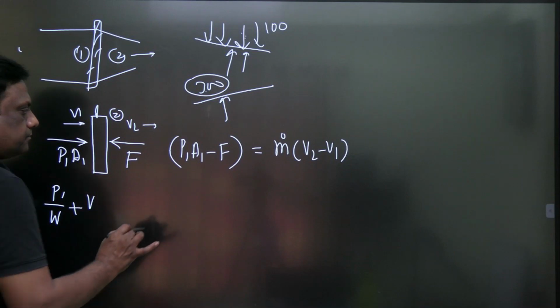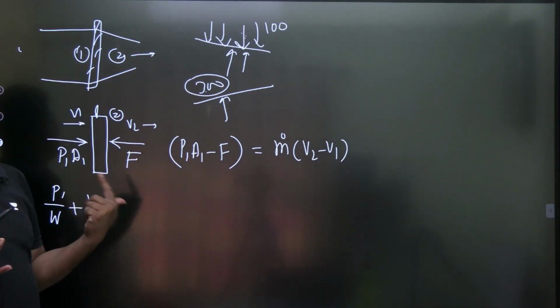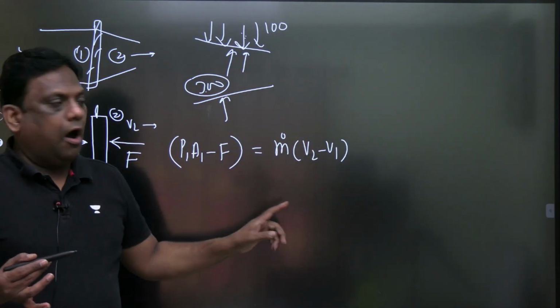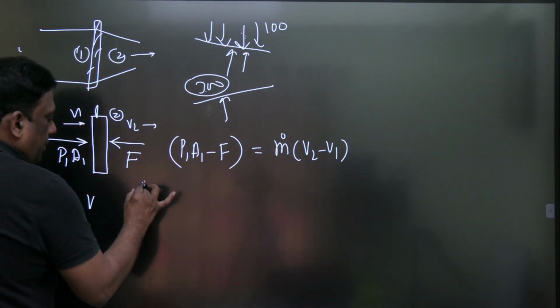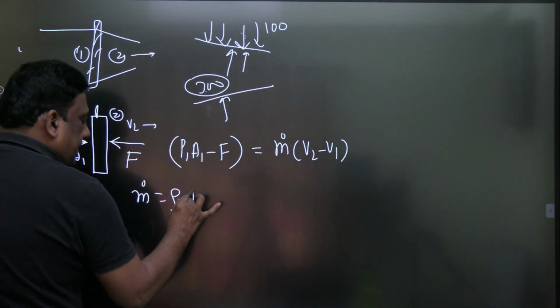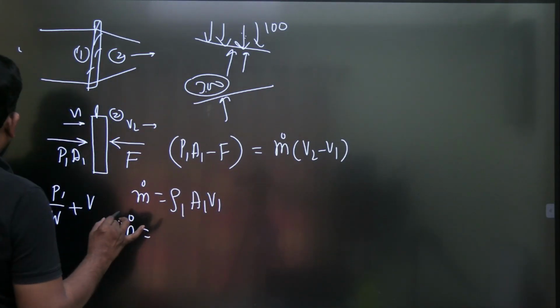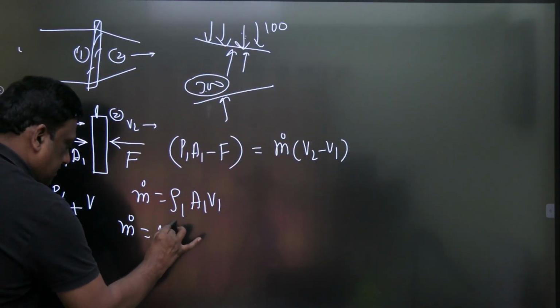Now hold on. I want this F. I can calculate F only when M dot, P1, A1, V2, V1 are known. Already V1, V2 are known, so there is no problem. Let's try to calculate M dot. What is M dot? Either I can write rho 1 A1 V1 or rho 2 A2 V2. Which fluid is flowing, sirs? Water. So therefore the density is 1000.